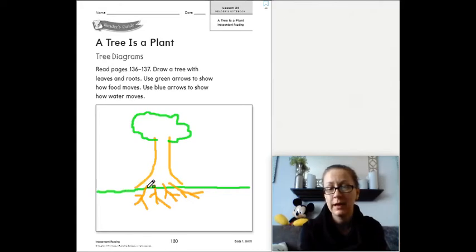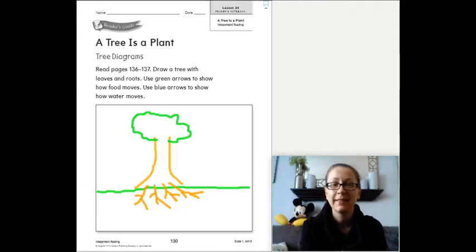So as you can see here, I drew my ground first. That was the first thing that I did. And then I went ahead and I drew my tree. And then I added in my roots. And then I added my leaves up here. So if you want to press pause to go ahead and add your tree, and then press play again, then we will continue on with the next part of our assignment.